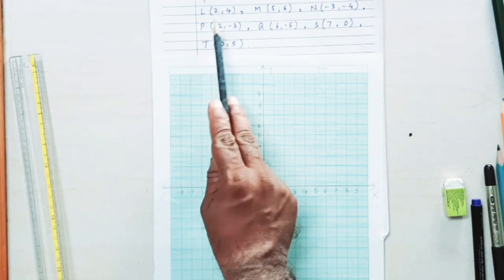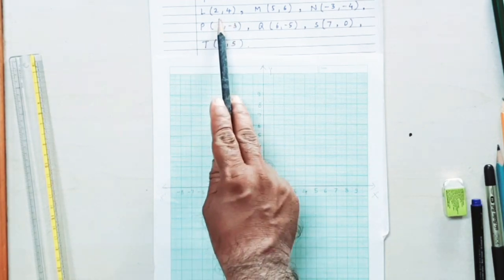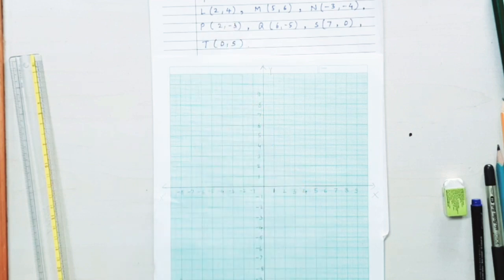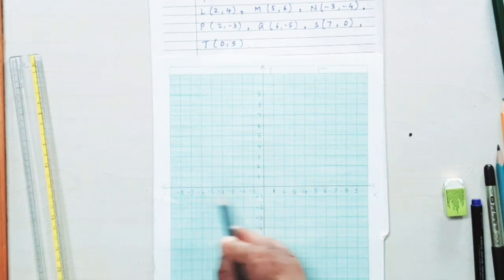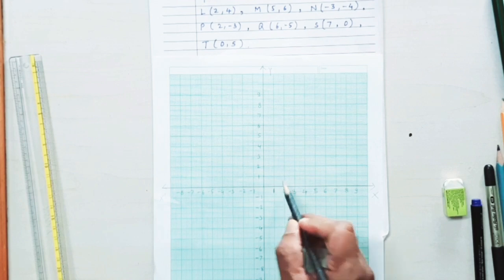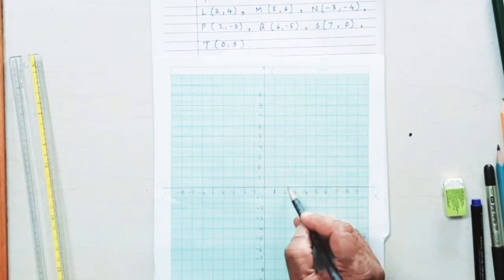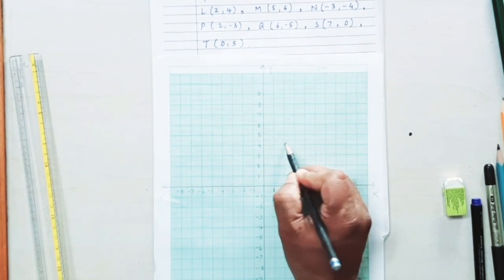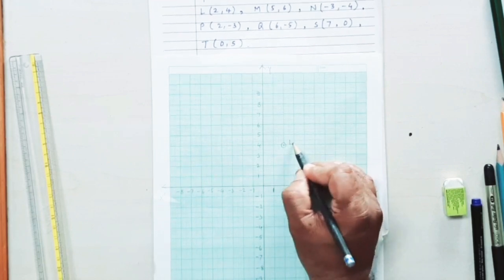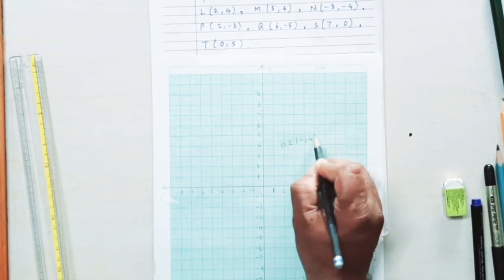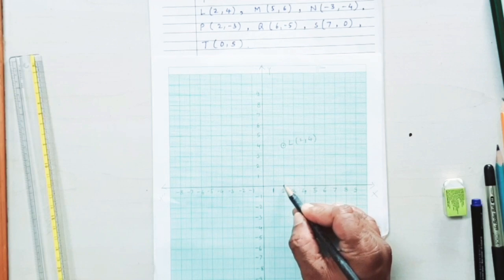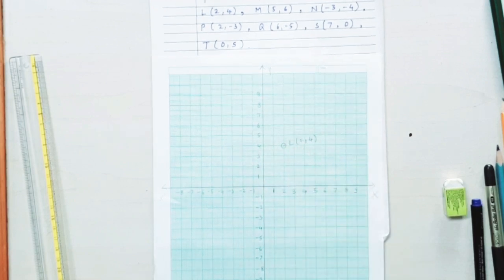First point is L (2, 4). Both x coordinate and y coordinate are positive. So x positive on x-axis and y positive on y-axis. So the point lies in the first quadrant, that is L (2, 4). X coordinate is 2 and y coordinate is 4.